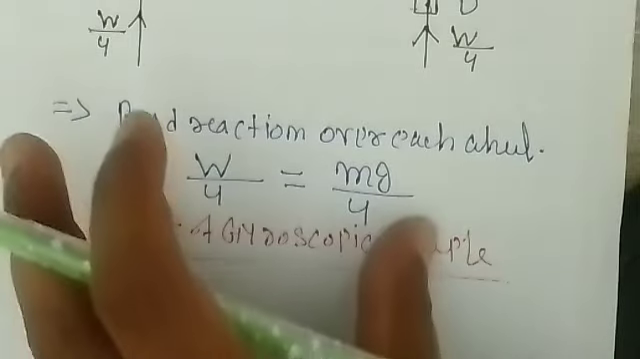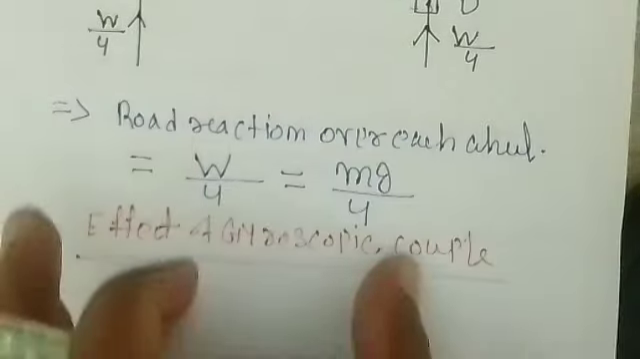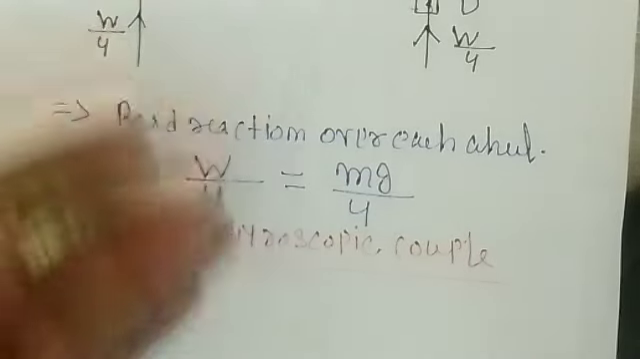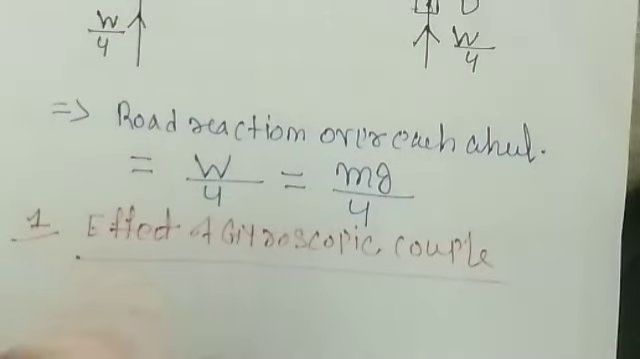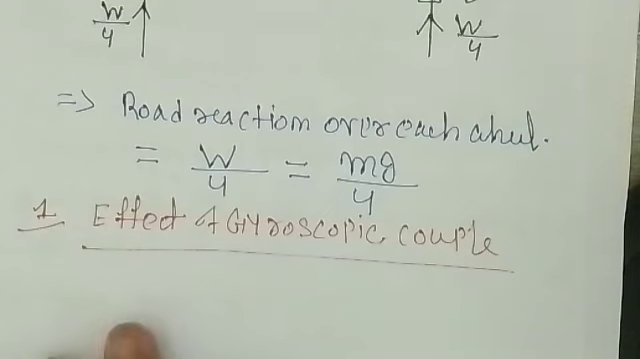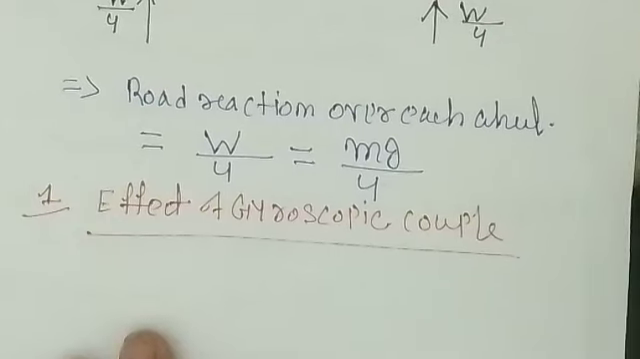But the vehicle starts running on the curved path. Because of that, precession motion will take place, right? And then the gyroscopic couple will act. That gyroscopic couple we are going to find. We will find the gyroscopic couple due to the wheel rotation and due to the engine rotation. First we will find the gyroscopic couple due to the four wheels, right?